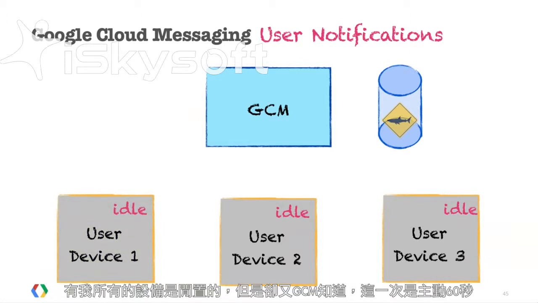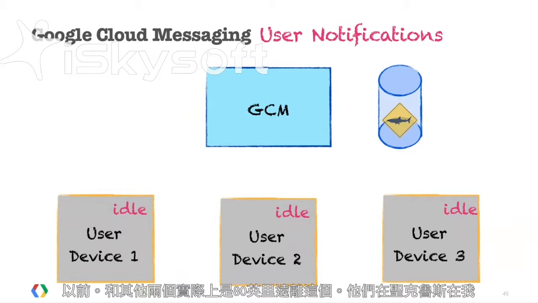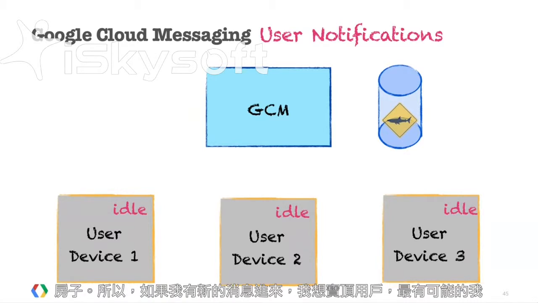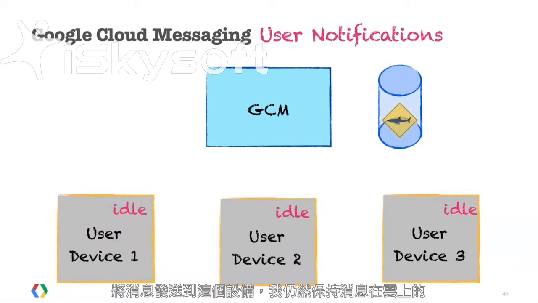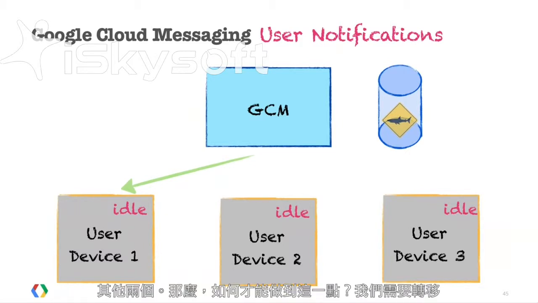So imagine that now all my devices are idle. But yet GCM knows that this one was active 60 seconds ago. And the other two are actually 80 miles far away from this. They're in Santa Cruz, in my house. So if I have a new message coming in and I want to ding the user, well, most likely, I'm going to send a message to this one device. And I still keep the message on the cloud for the other two. So how do we do this?